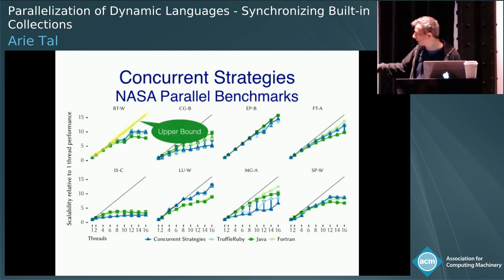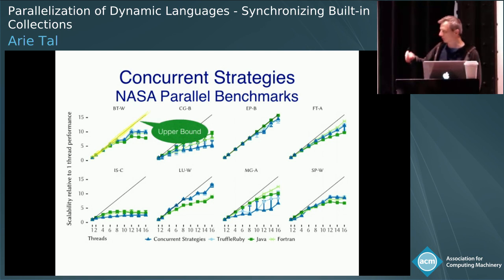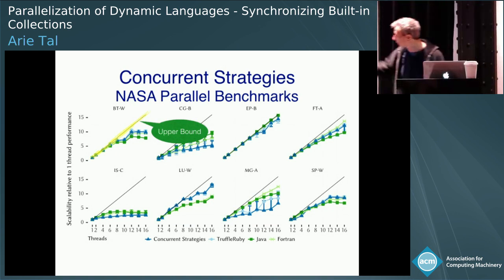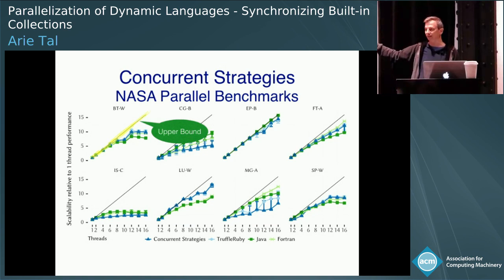Now, higher obviously means better here, and this is basically a scalability result, meaning it's the ratio between the performance of a specific environment versus its own single-threaded execution. So if you see, for example, that Ruby is faster than Fortran, it doesn't necessarily mean that it's really faster. It just means that it scales better specifically for this case versus its own single-threaded performance.